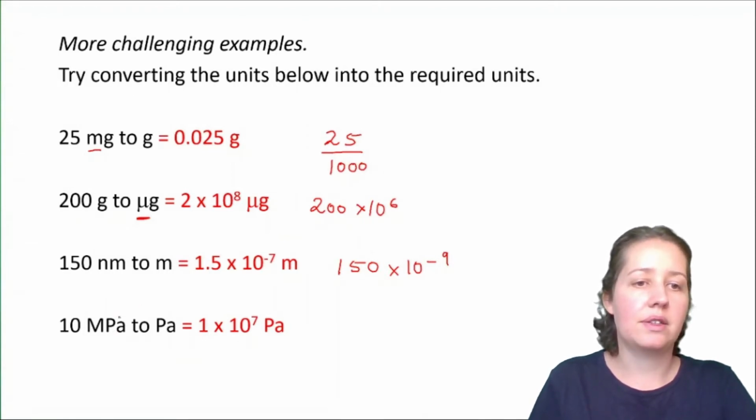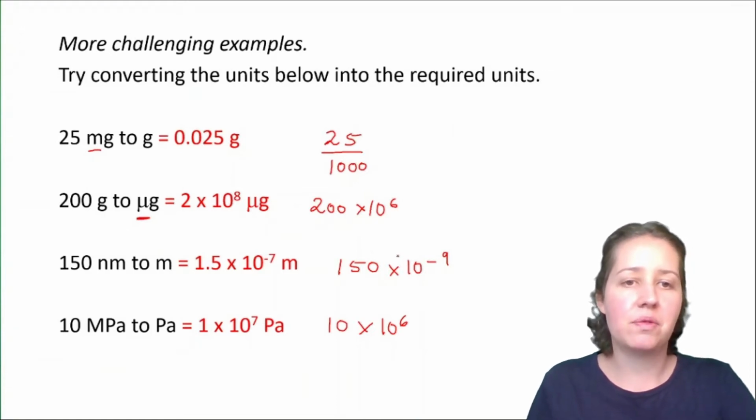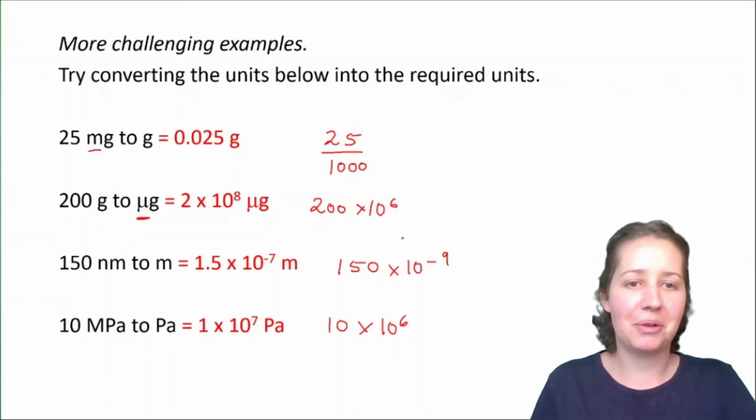Megapascals to pascals. I'm going from a larger unit to a smaller unit. It's a power of 10 to the 6. So 10 times 10 to the power 6. When I move that decimal place to convert it into standard form, that gives me 1 times 10 to the 7 pascals. Well done if you got those right. If not, as you know, the consolidation exercises will help you get a bit more confident.